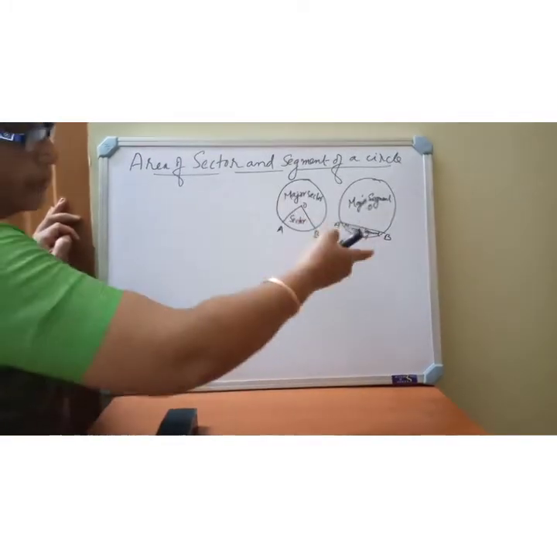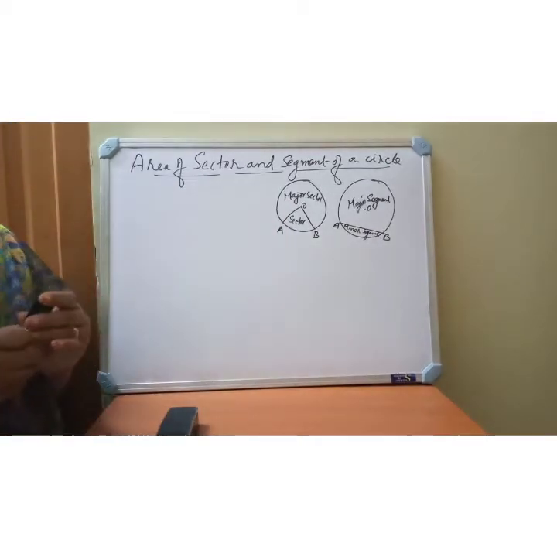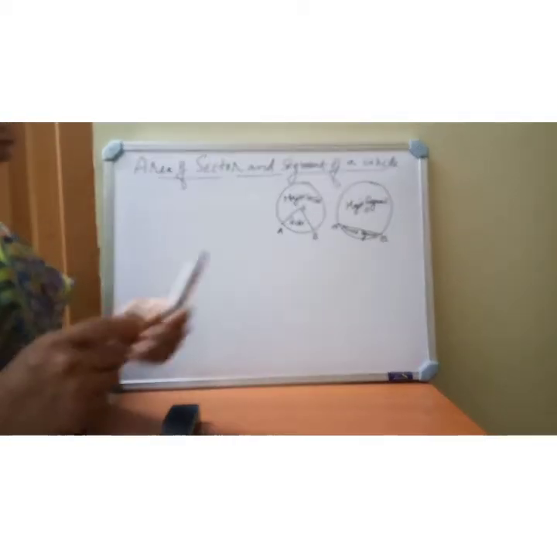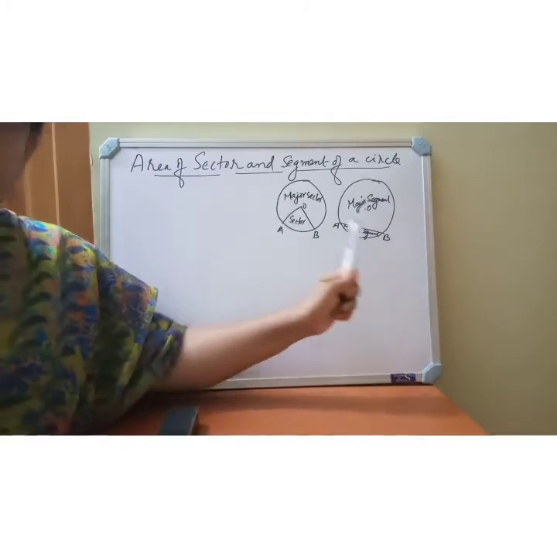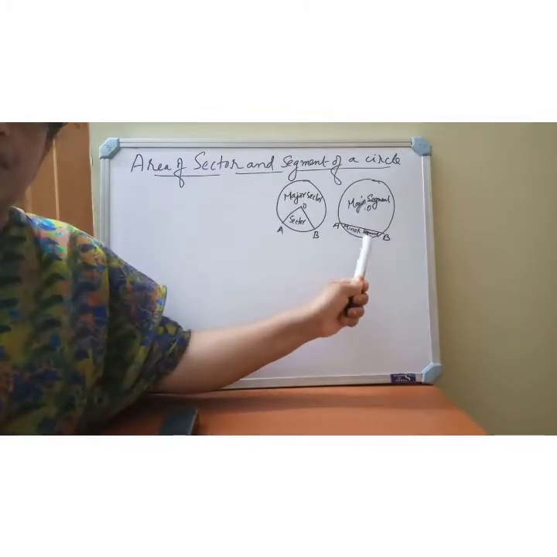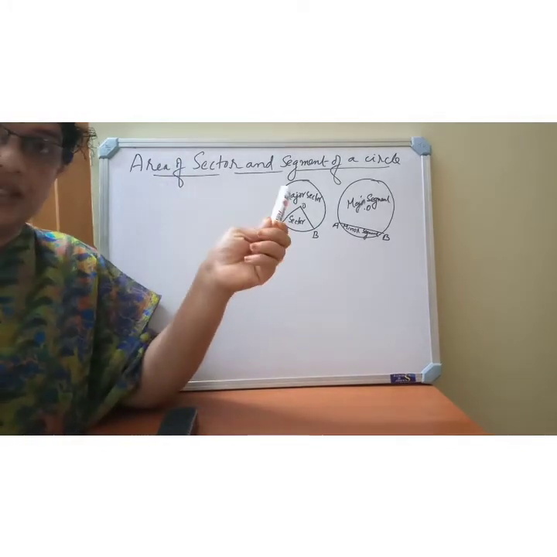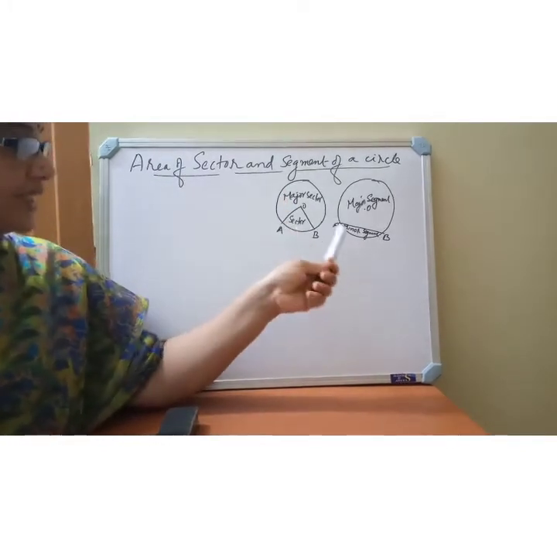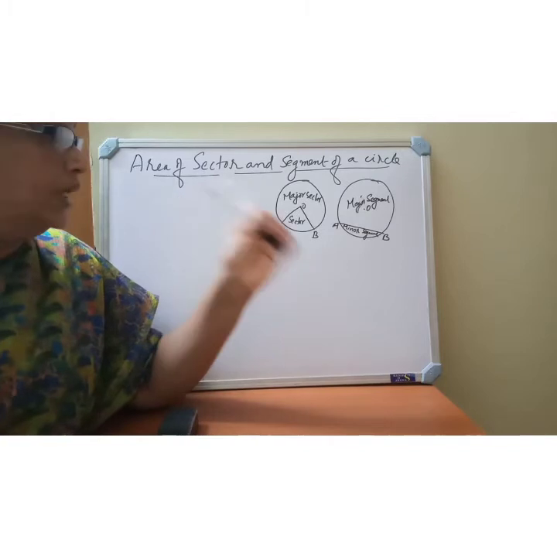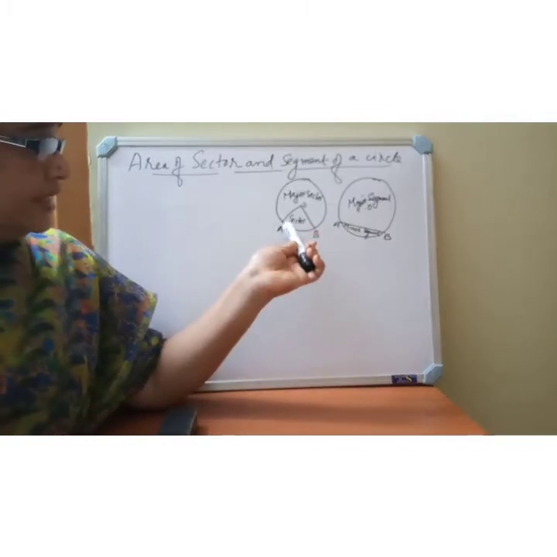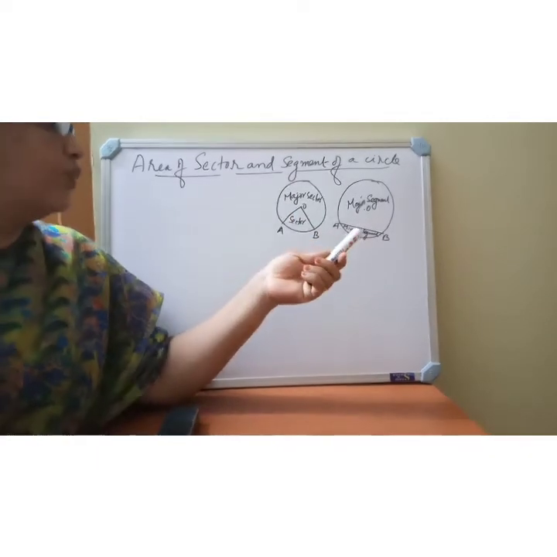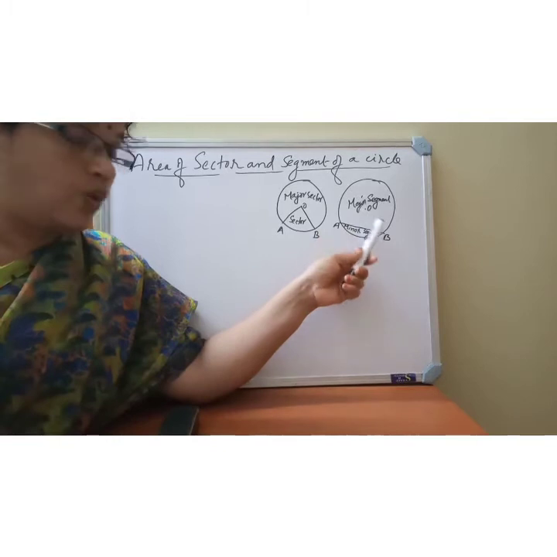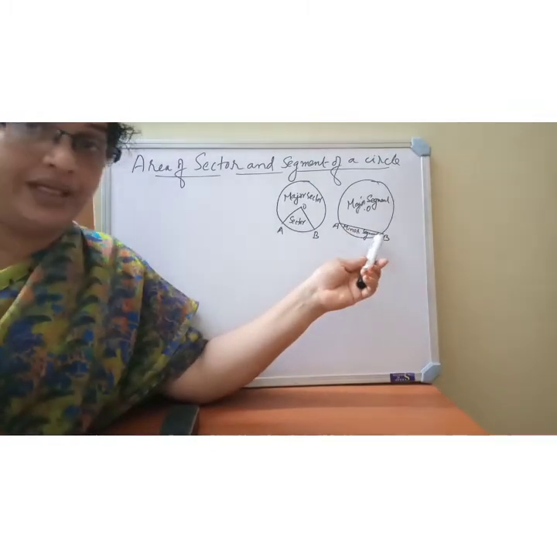Okay, so segment of a circle is what? The part of a circular region enclosed between a chord and the corresponding arc is called the segment of a circle. Understood clearly, children? So the difference between sector and segment understood clearly. So sector we are going to deal in terms of the radius and the corresponding arc. Segment we are going to deal with the chord and the corresponding arc.